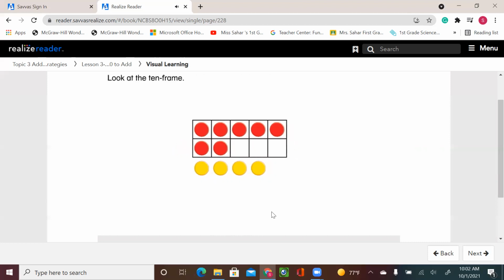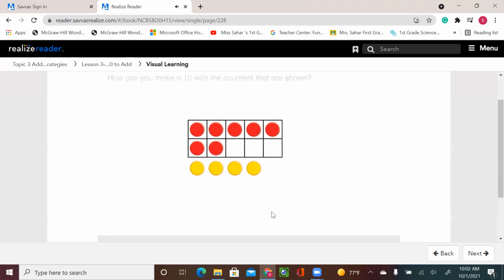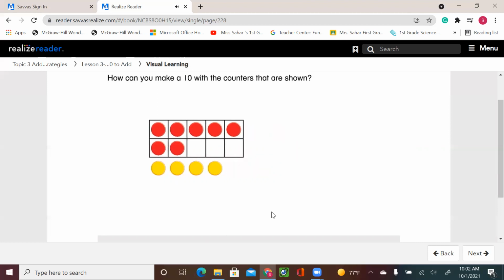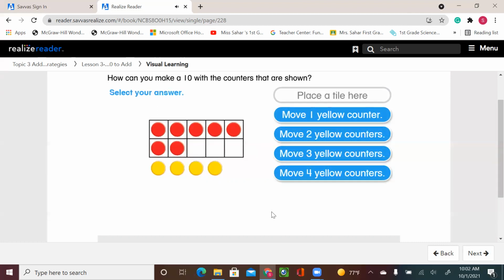Look at the 10 frame. How can you make a 10 with the counters that are shown? Select your answer. All right, I know that this is my 10 frame, and 7 boxes are full with the red counters. And I have 1, 2, 3 empty boxes. So I need to move the yellow counters to fill my 10 frame.